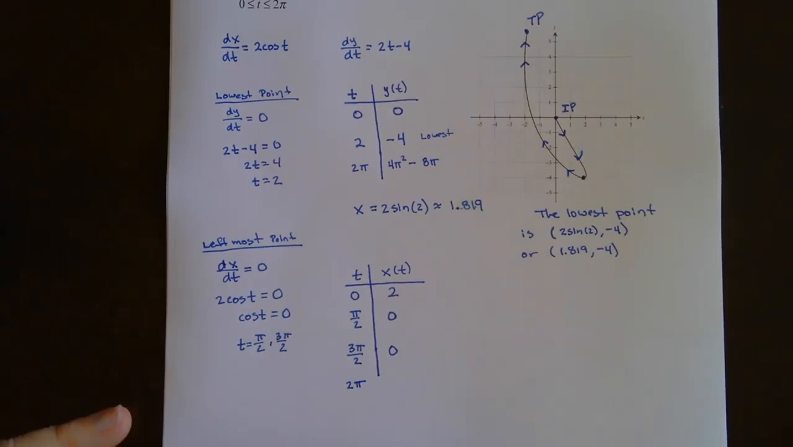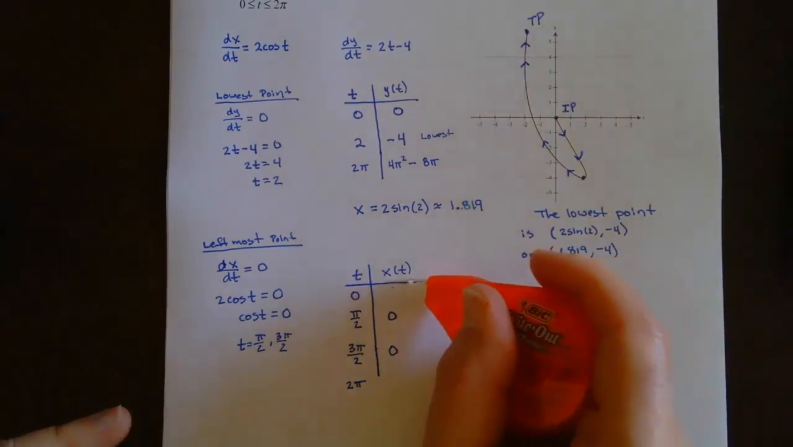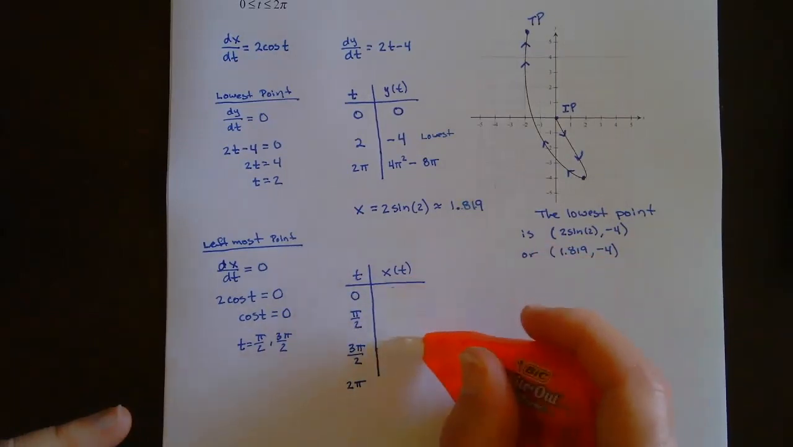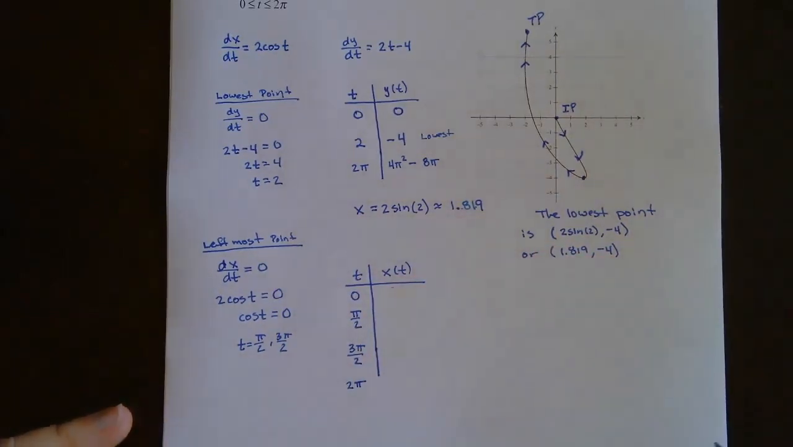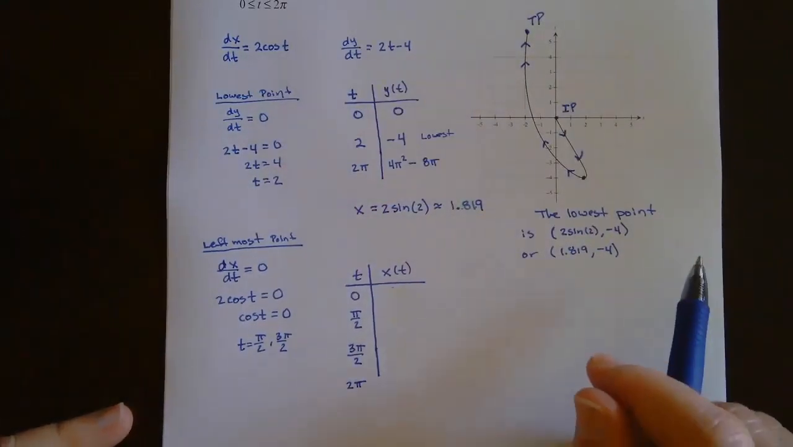You guys, I was putting this into the derivative. I just caught it. I was putting these into dx dt. Okay, back up. Let's redo this. Don't get me wrong, everything's right. I was just using the table and I was using 2 cosine t. Let's make this correction.